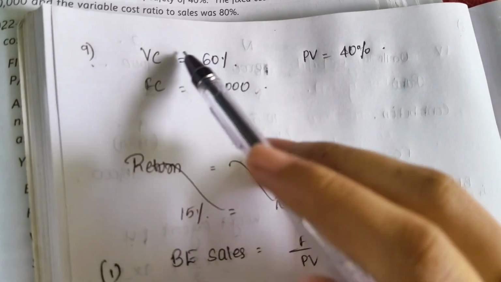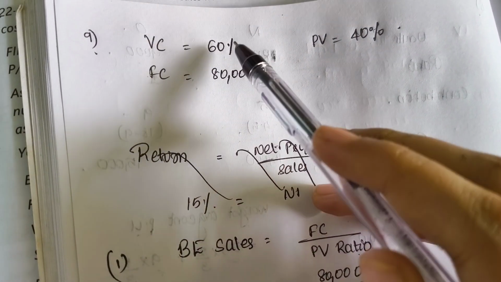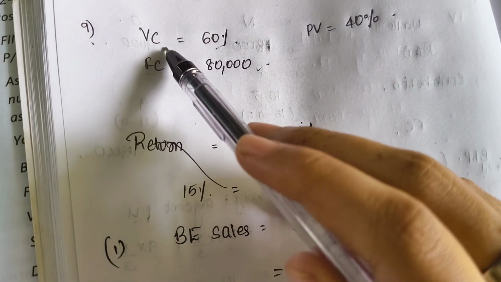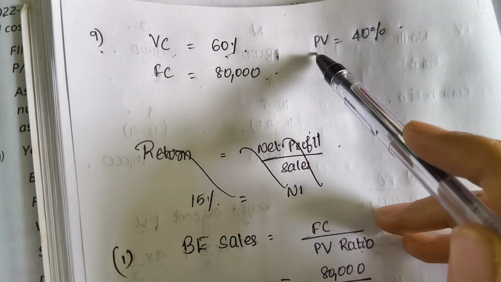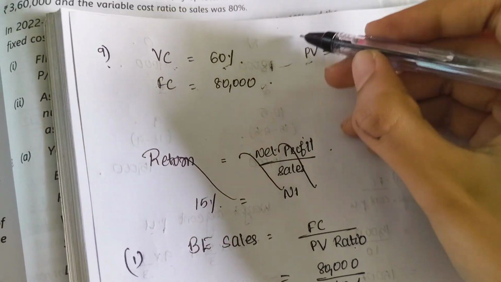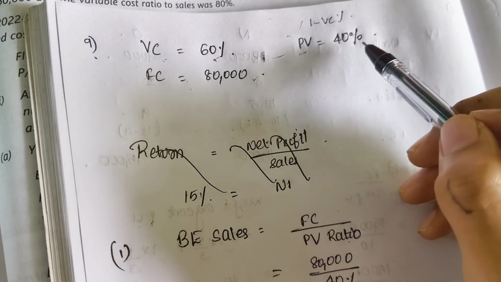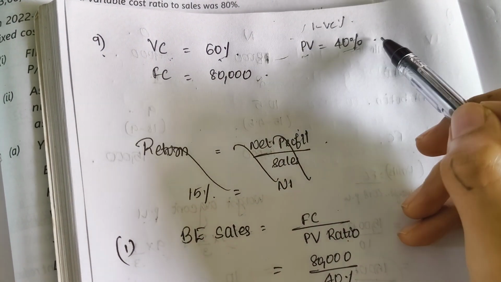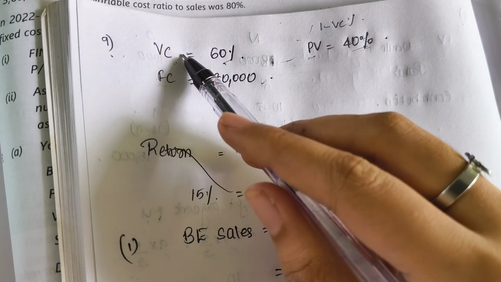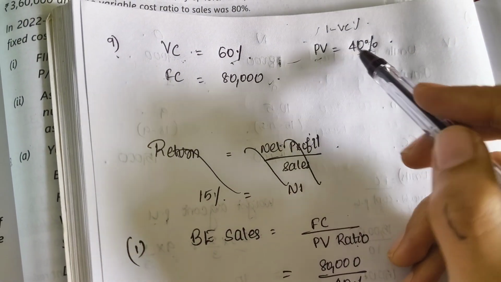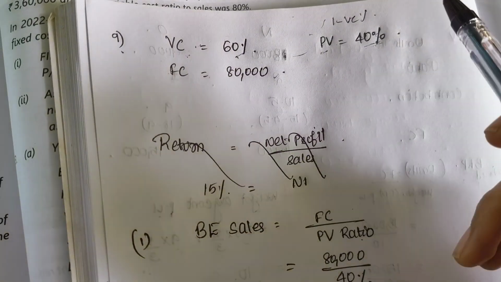In the question, we are given variable cost ratio as 60%. If variable cost ratio is 60%, what is the PV ratio? 1 minus variable cost ratio, that is 1 minus 60%, that is 40% will be the PV ratio. If we get variable cost ratio, we can directly find the PV ratio. 60%, then PV ratio is 40%.